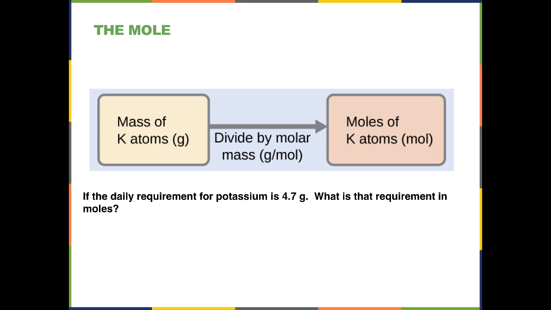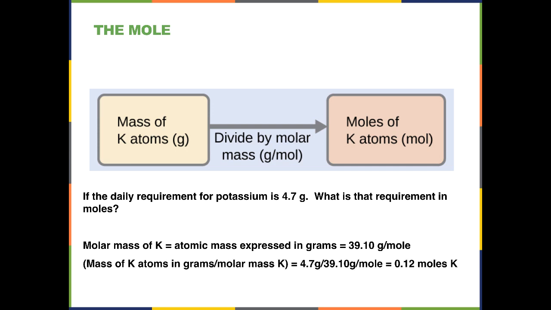Now what you can also say, once you have the moles of potassium atoms, if you multiply that mole number by 6.02 times 10 to the 23rd, you have exactly that many atoms of potassium. So the molar mass, as I said, is 39.1 grams per mole. And you take that mass and divide it by the molar mass, so you take 4.7 grams divided by 39.1 grams per mole, and you end up with 0.12 moles of potassium.